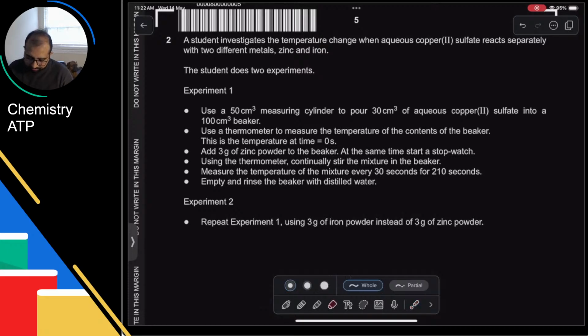Okay, student does two experiments. Okay, what he's doing. Use a 50 cm cube measuring cylinder. The moment you see measuring cylinder, that means there is an improvement that you can make, that instead of using measuring cylinder, you can use burette. And maybe later on we will see a part where they ask you what improvement you can make. So measuring cylinder can be replaced by a burette, which will give us a much better value.